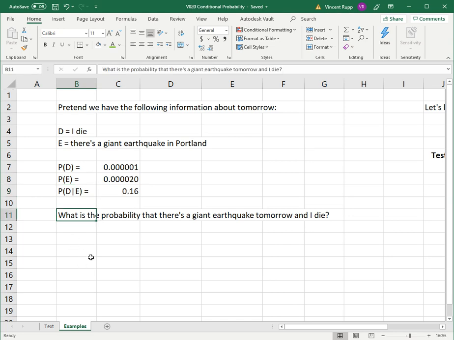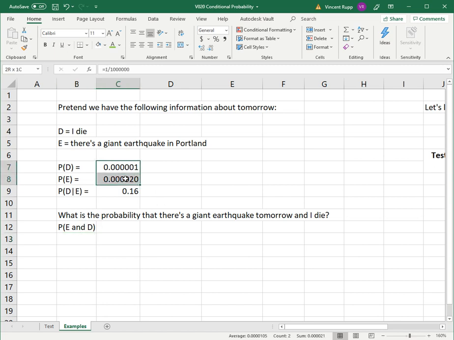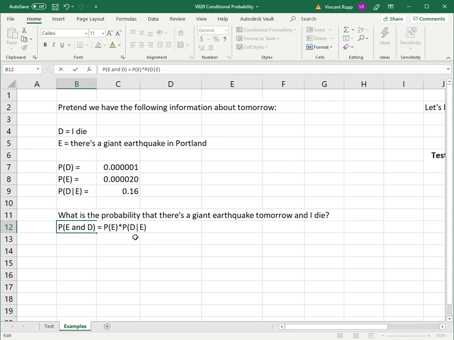So then we can ask this question: what's the probability there's a giant earthquake tomorrow and I die, which would be the probability of E and D. Before, when we found a probability like this, we just multiplied the probabilities of E and D separately, which are these two. But that doesn't work in this case because those two are not independent. So what we do instead is the probability of the earthquake times the probability I die if there's an earthquake. So I need to take that into account.